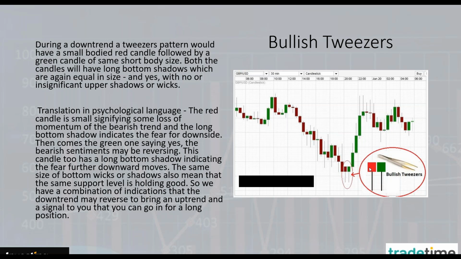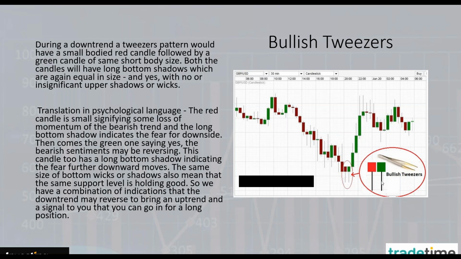It's a red and then a green bar candle, or a green and a red, depending if it's an uptrend or downtrend, with equal-sized shadows. No upper shadow, or virtually no upper shadow, and a long lower shadow. So they look exactly like a pair of tweezers.